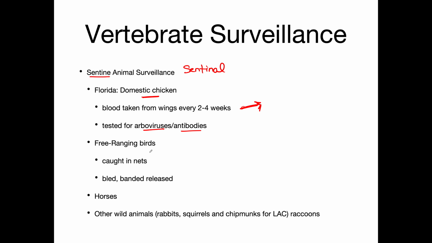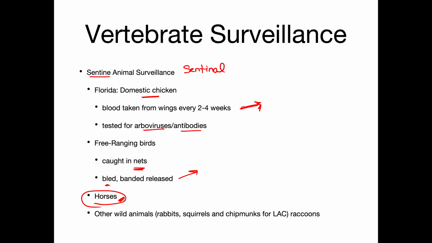They can trap free-ranging birds. We catch them in nets. The birds would be bled usually through the wing, and then they'll take a blood sample. That's all that means. Then the bird's foot would be banded and the bird is released back out into the wild. Horses are also very often surveilled here in South Florida, and of course that's because we have 3 different forms of equine encephalitis here. Rabbits, squirrels, chipmunks for La Crosse virus, and raccoons also for a multitude of viruses. But the horses are primary hosts in those equine encephalitis diseases.